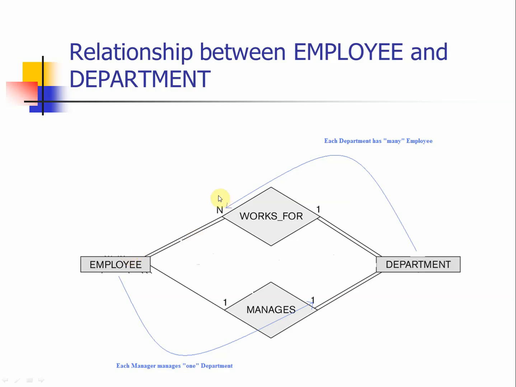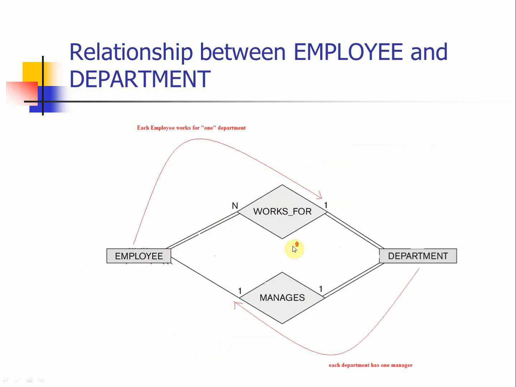If I put a 1 over there, that would specify that every department has only one employee working for them. It's obviously not going to be correct. So this is the kind of information that we need to keep track of.